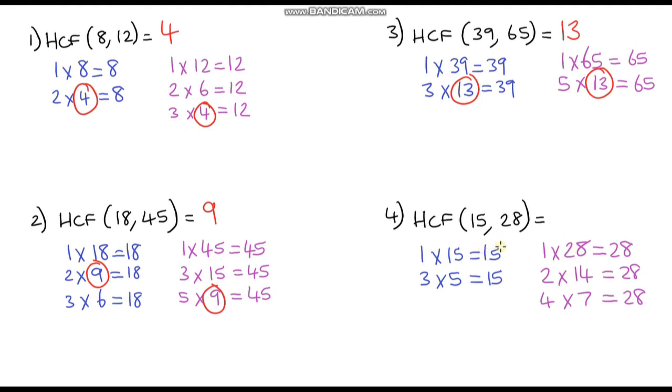So the only factor that is common to both of these numbers is 1. 1 is the only number that goes into 15 and 28. So our highest common factor is 1.